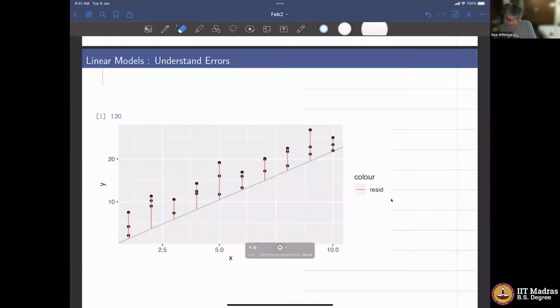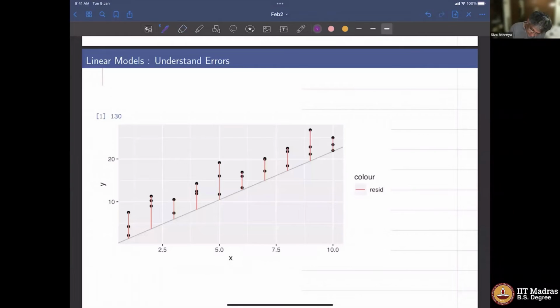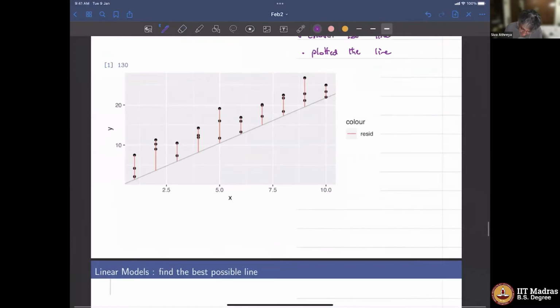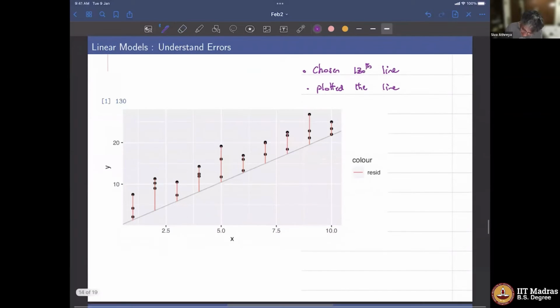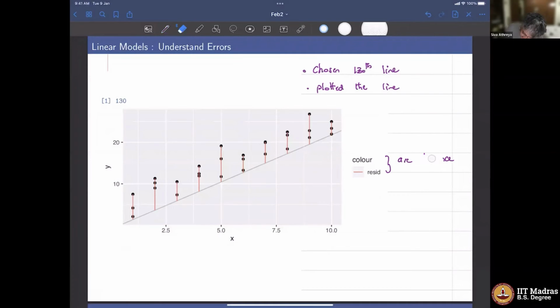So let me explain. What have I done? I've chosen the 130th line in my graph. I plotted the line. And these red lines right here are essentially the distance of the points from the line.